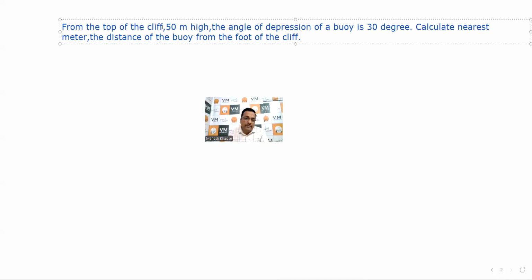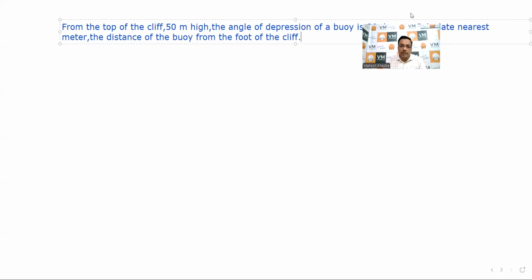Then, from the top of a cliff, 50-meter high. The cliff is 50-meter high. The angle of depression of a buoy is 30 degree. Calculate to the nearest meter, the distance of the buoy from the foot of the cliff. ये हमारे सामने कंडीशन है. So based on this, just draw diagram. पहले डायग्राम ड्रॉ करो, देन रिमेनिंग काम इजी हो जाएगा.